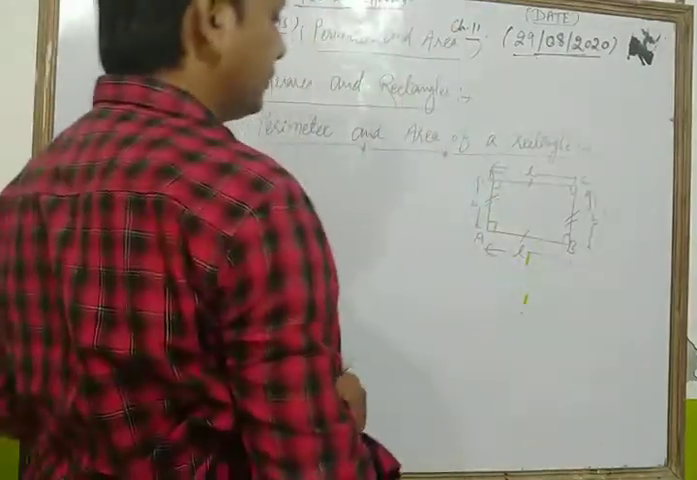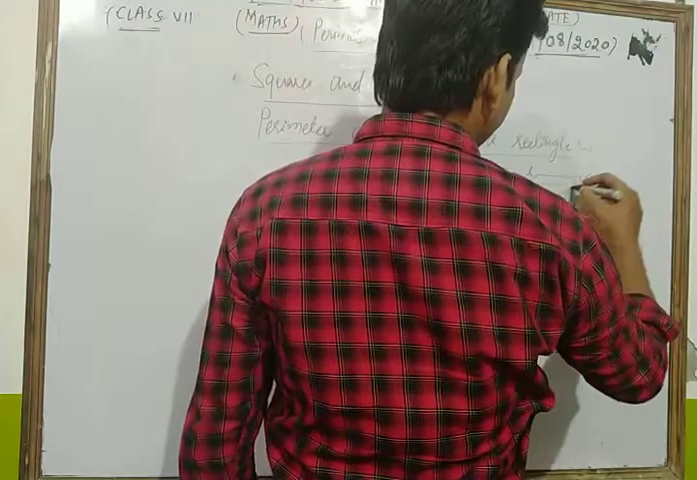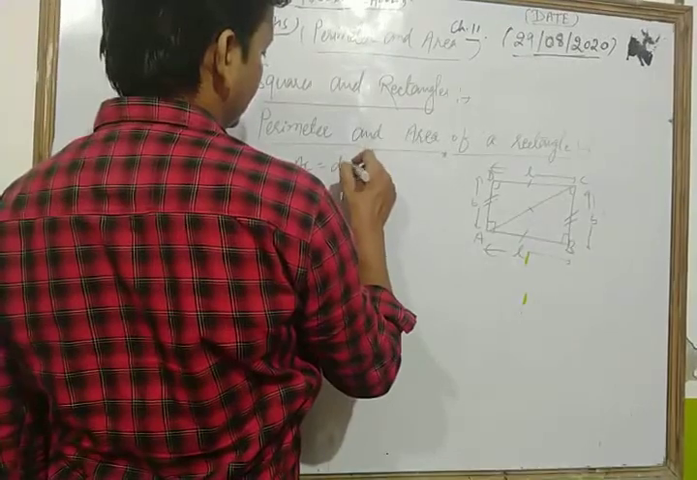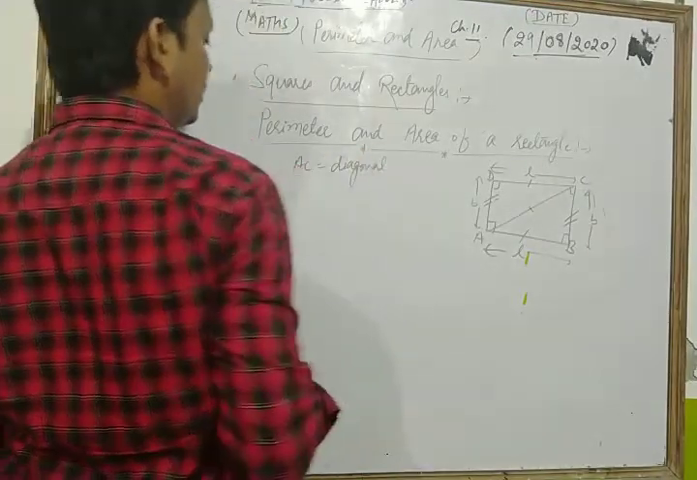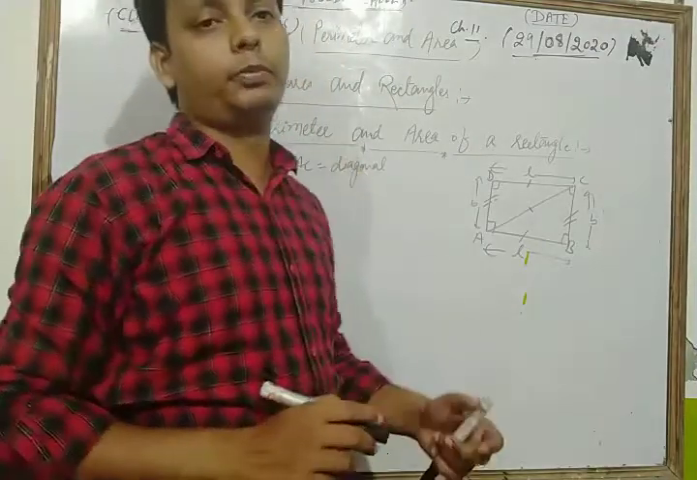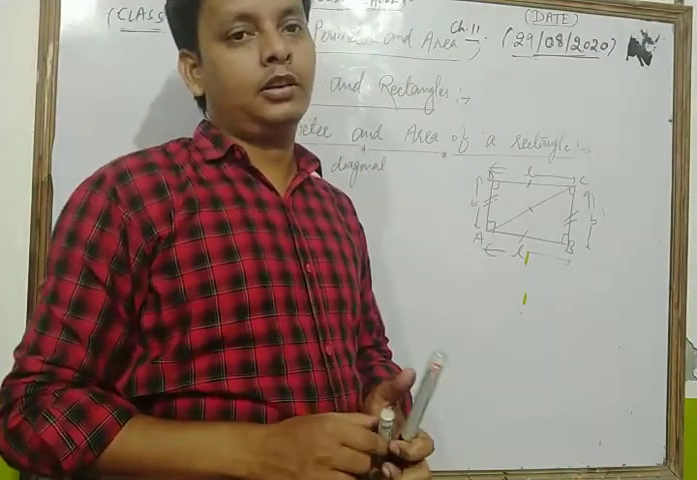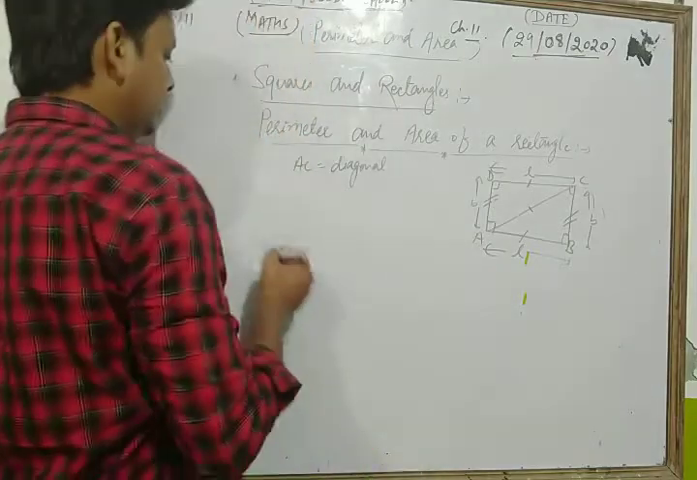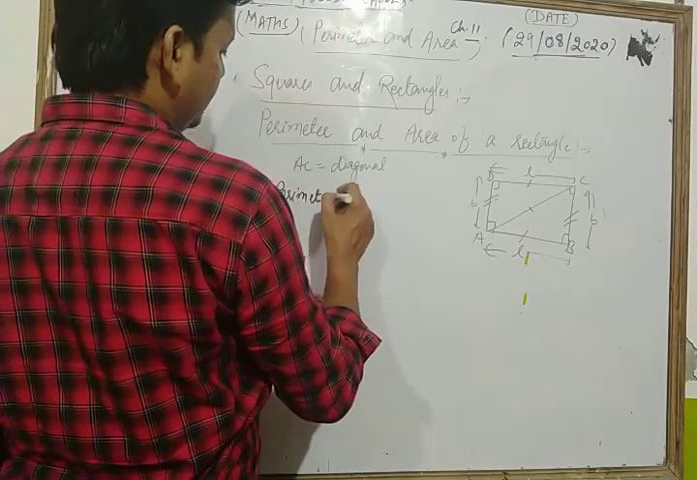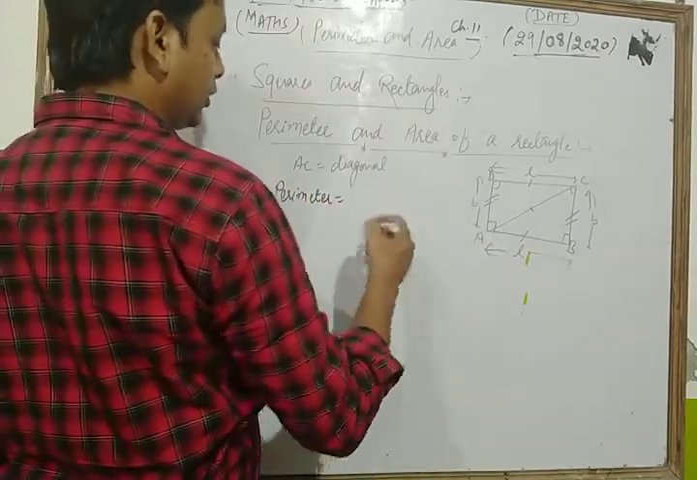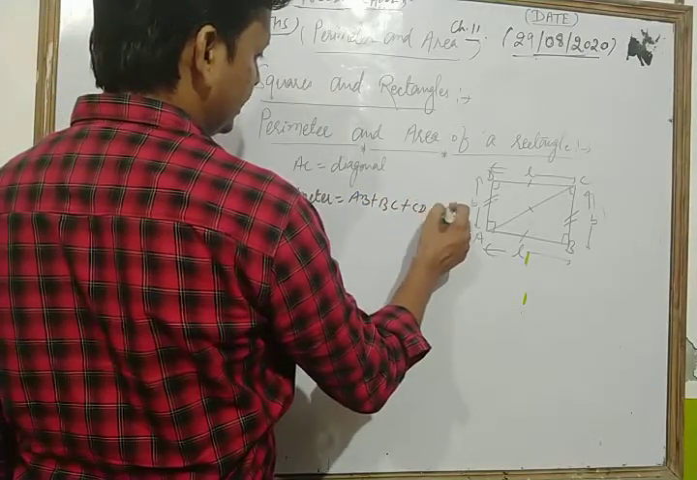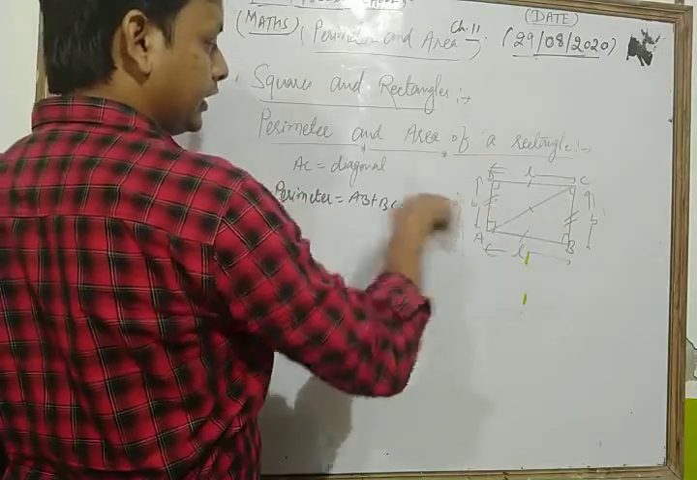Okay, and dear students, here AC is the diagonal. Here AC is what? The diagonal of a rectangle. Now let's see the formula for the perimeter and area of a rectangle. First, the perimeter is the sum of all its outer boundary, meaning AB plus BC plus CD plus DA. The sum of all the lengths of any geometrical figure is known as the perimeter.